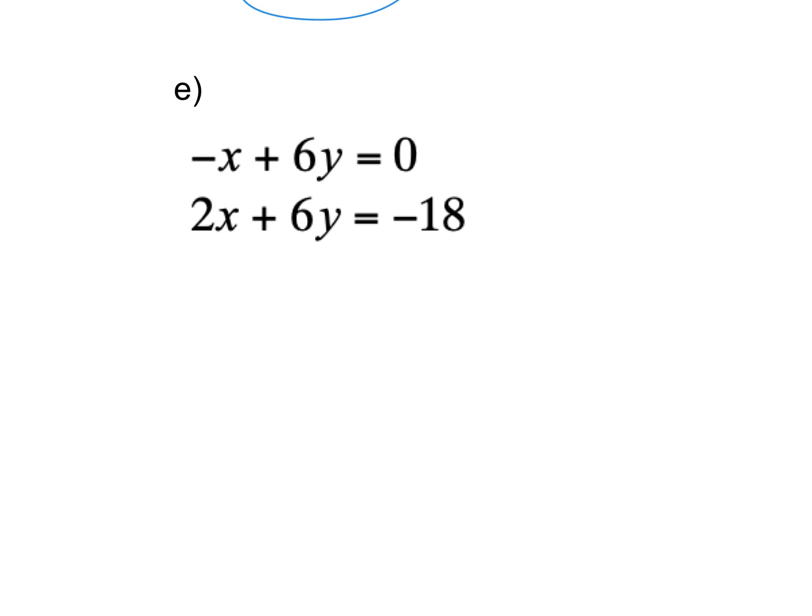I'll give you a hint. Notice we have a plus 6y in both equations. So if you multiply one of these two equations by -1, one of these should turn into a -6y. So go ahead and try this one on your own. Once you think you got it, unpause and see if your work matches up with mine.